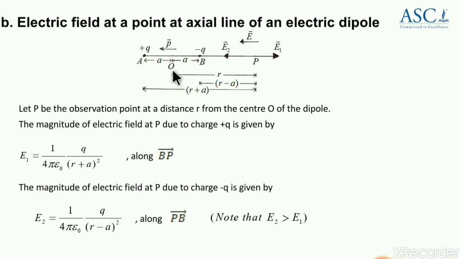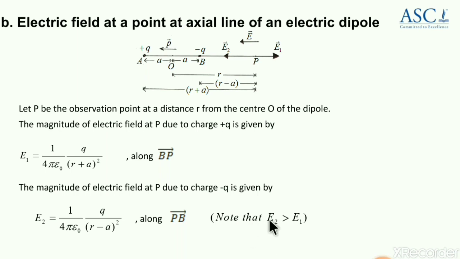And the direction: as I told you, for plus it is moving away, and for minus Q, can you recall, it is towards it, terminating into minus Q. Here E2 is directed towards minus Q. So that is along P to B. In vector form, with an arrow, we have mentioned PB. This is about writing the electric field individually for plus Q and minus Q.